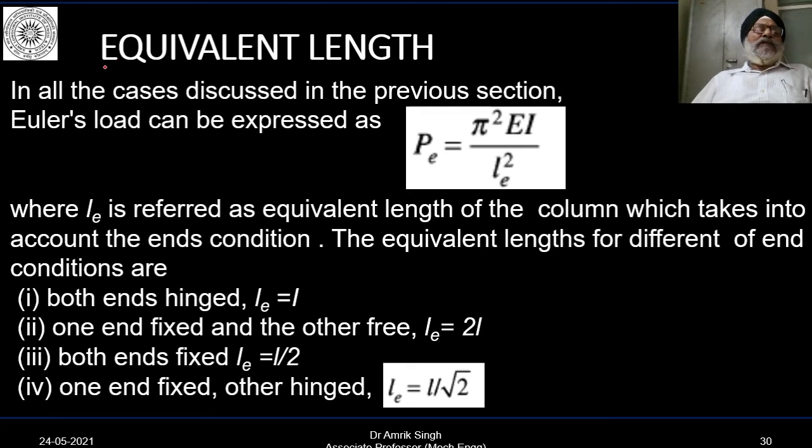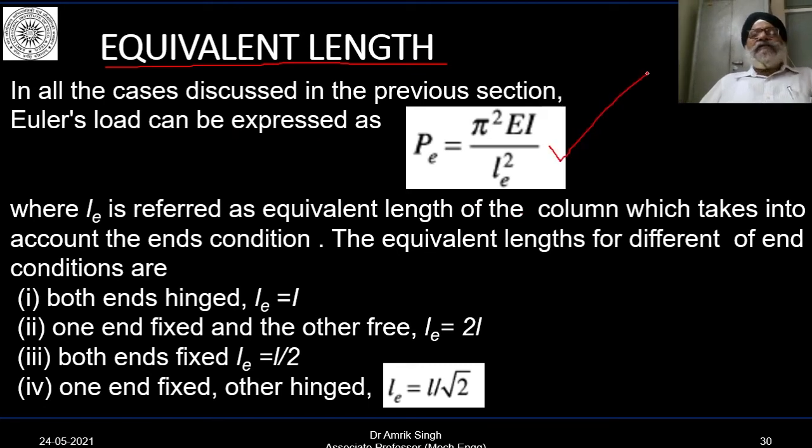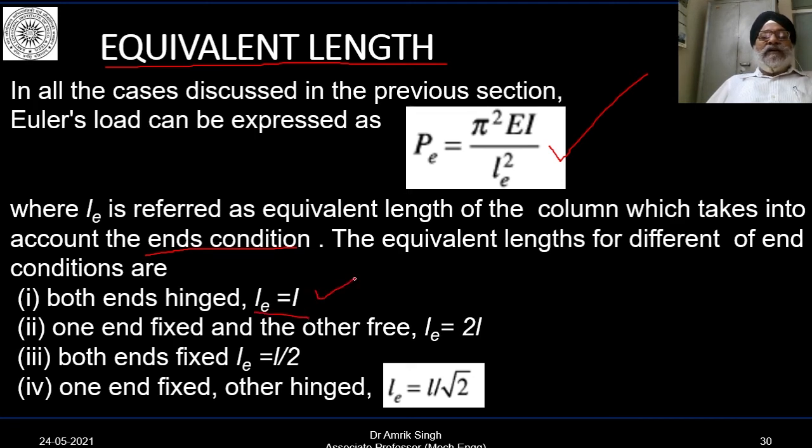So now what is the equivalent length? We are introducing a new term. In the Euler formula, this L is exactly LE. So this is the correct formula for the Euler equation, where LE is referred to as the equivalent length of the column, which takes into account what type of end conditions we are using. The equivalent length for the different end conditions: when both ends are hinged, LE is equal to L.